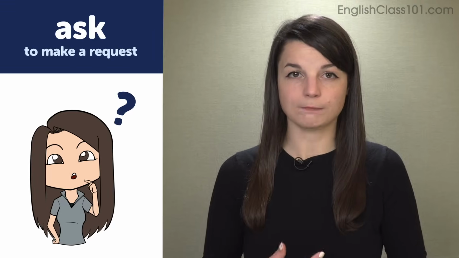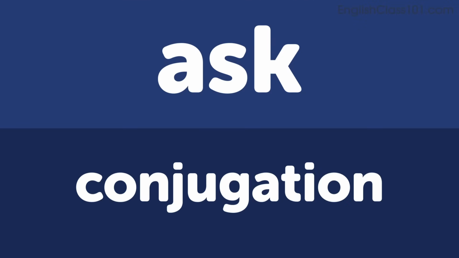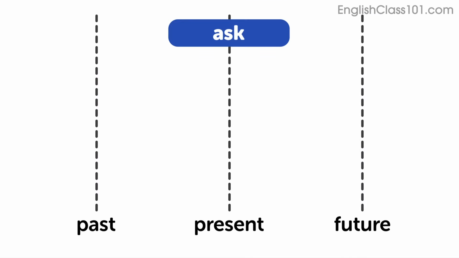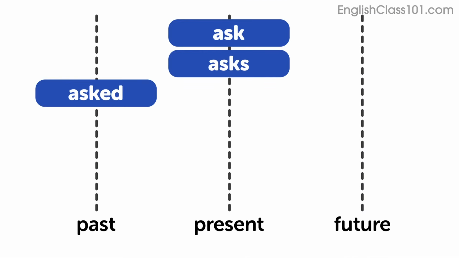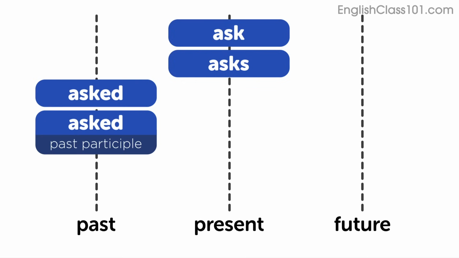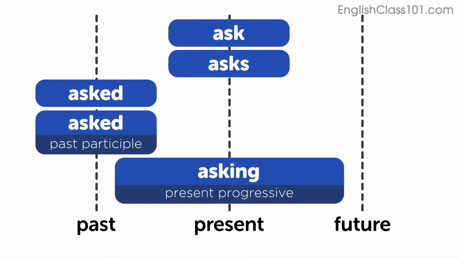The basic definition of the verb ask is to make a request. Here are the conjugations. Present tense, ask, asks. Past tense, asked. Past participle, asked. Continuous or progressive, asking.